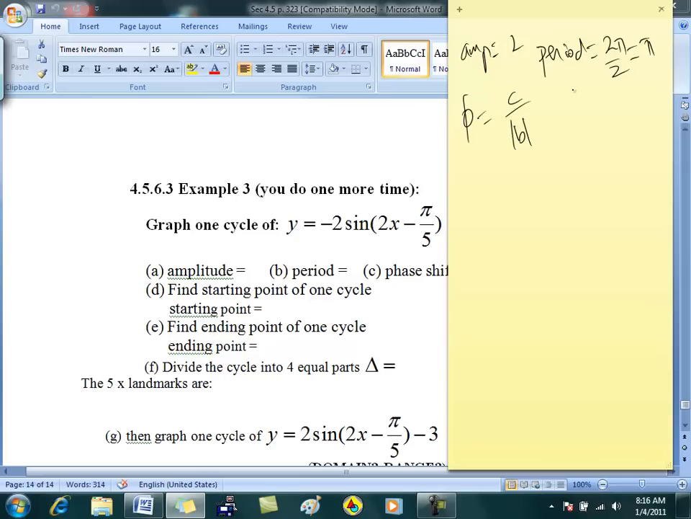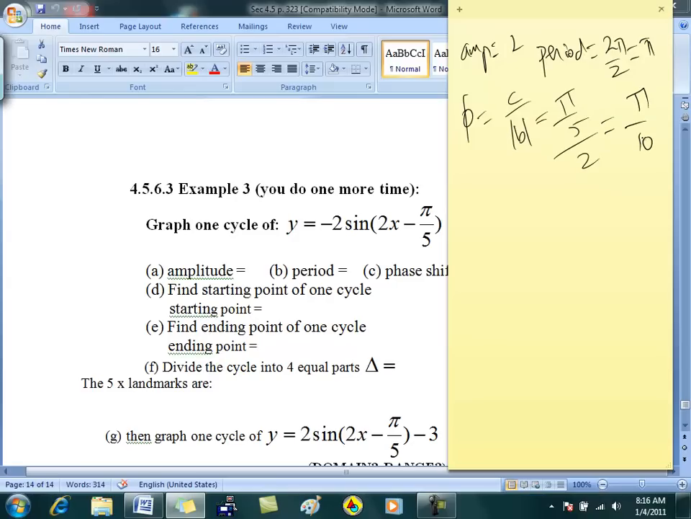Okay. The book says it's C over B. So right now, just use whatever formula I've given you. It's more important that we do D, E, and F correctly. Okay. These are just formula based kind of stuff. Okay. So C is equal to pi over 5. And B is 2, so this becomes pi over 10. Okay, so much for formula stuff.